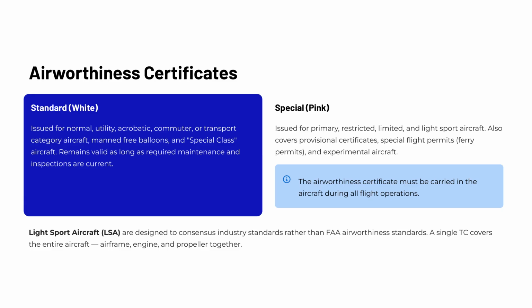The second type is the special airworthiness certificate, which is pink, and covers a broader range of aircraft categories including primary, restricted, limited, and light sport aircraft. Special certificates also apply to provisional certificates, special flight permits, sometimes called ferry permits, and experimental aircraft. Regardless of which type applies to the aircraft you're flying, the airworthiness certificate must be aboard during all flight operations. It's one of the required documents you'll need to verify during your pre-flight checks.